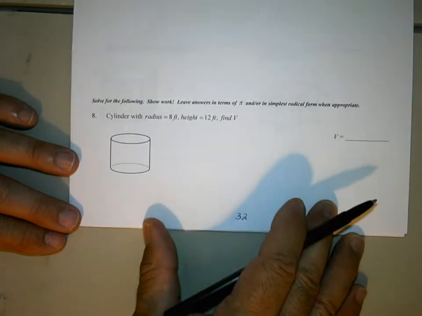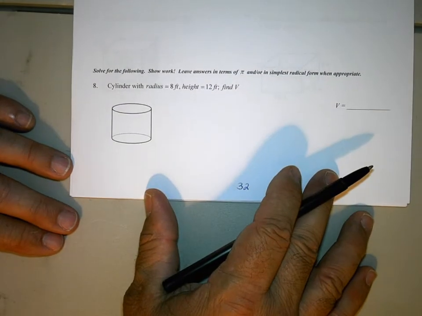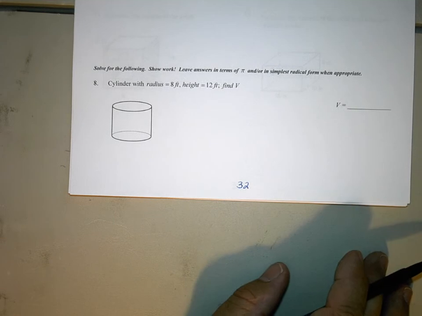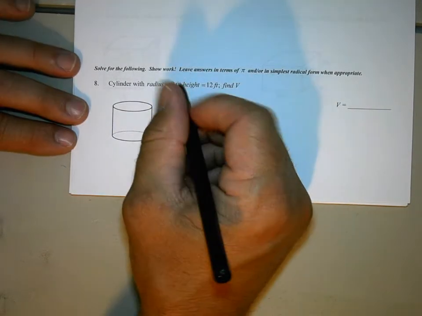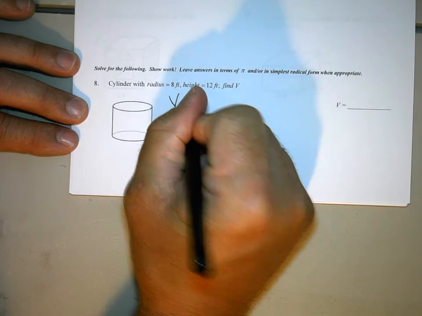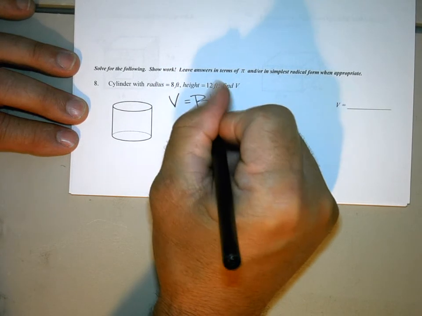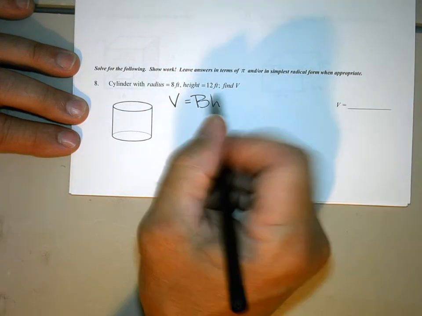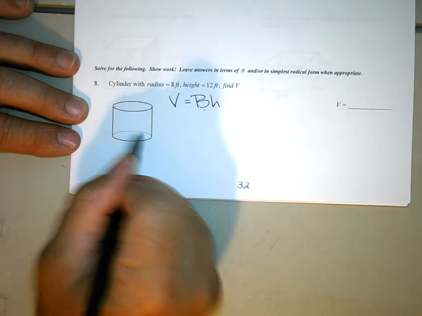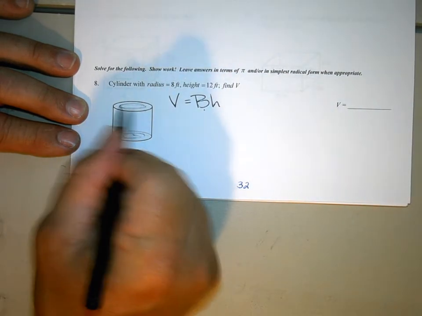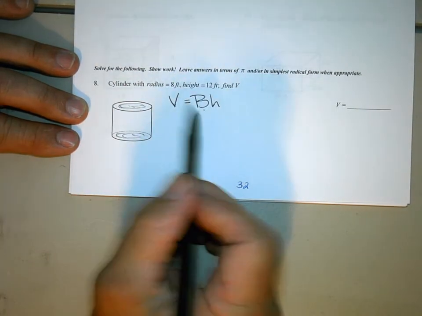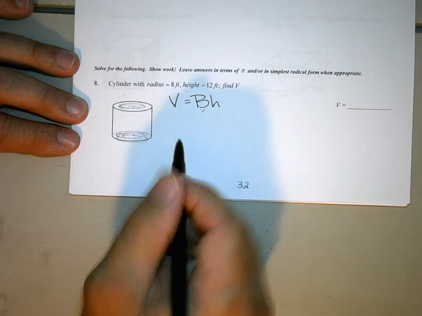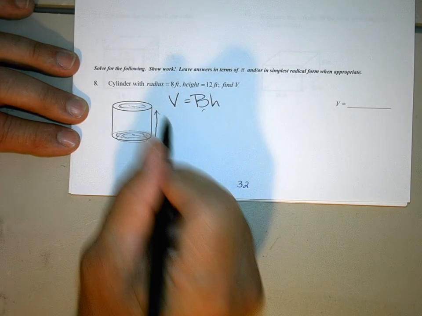All right, and now here we are on to cylinders. Cylinders are not a prism, but we find the volume of a cylinder the same way we find the volume of a prism. Volume equals big B times H. This time, big B, though, is the top and the bottom of the cylinder. So we find the area of the circle, and then we just multiply it times the height.